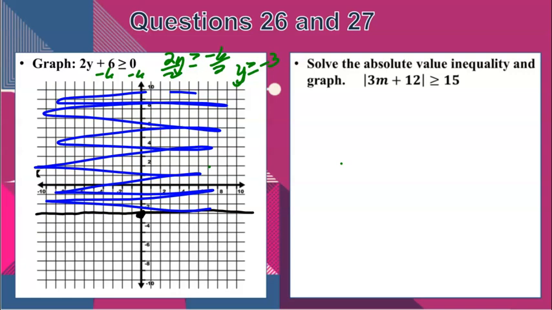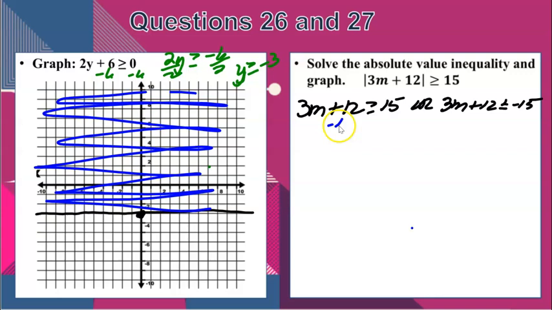Question 27. Solve the absolute value inequality and then graph it. Since this one is in greater than, I know I'm going to use the keyword or. So I'm going to write two cases. So case 1 is 3m plus 12 is greater than or equal to 15, or case 2 is 3m plus 12 is less than or equal to a negative 15. So we flip the symbol and change the sign.